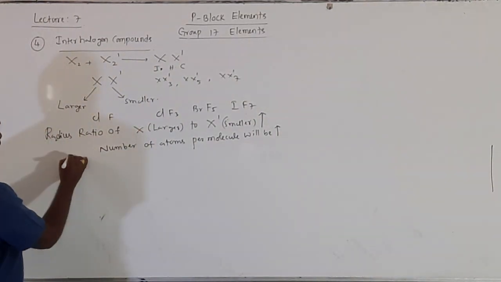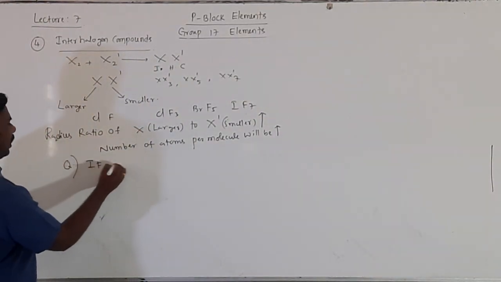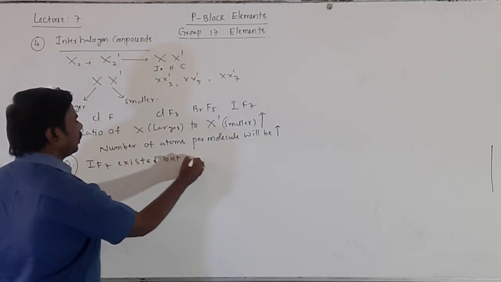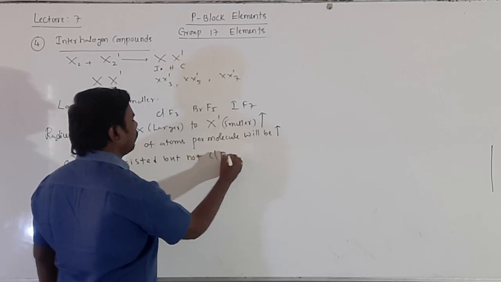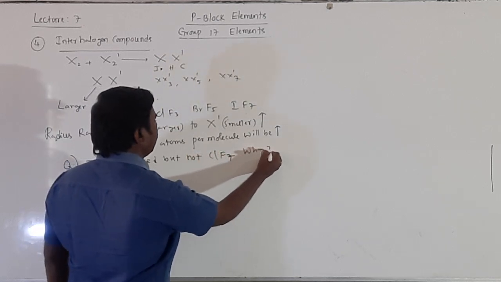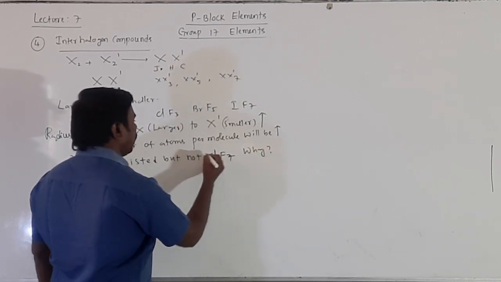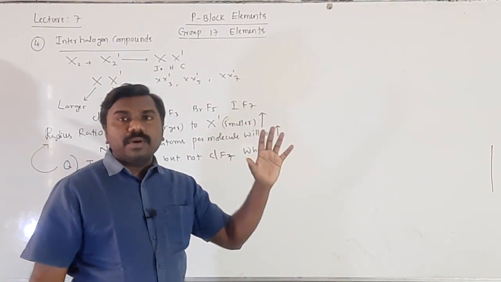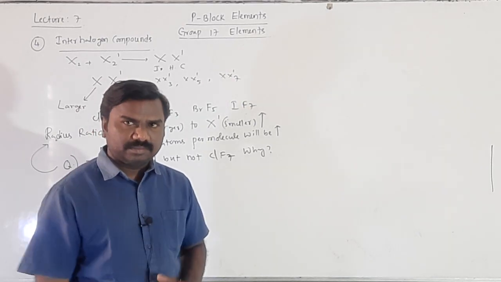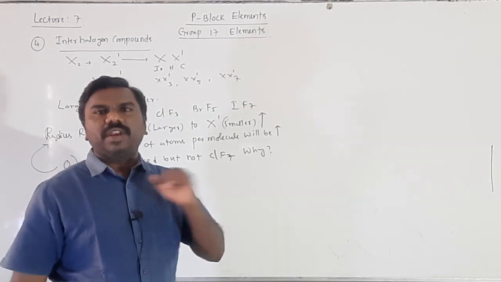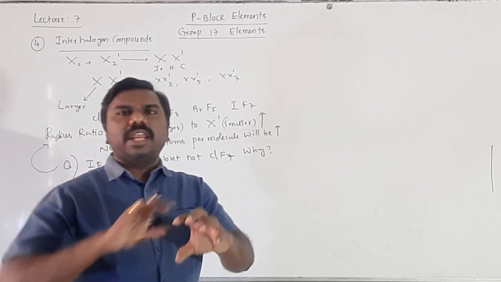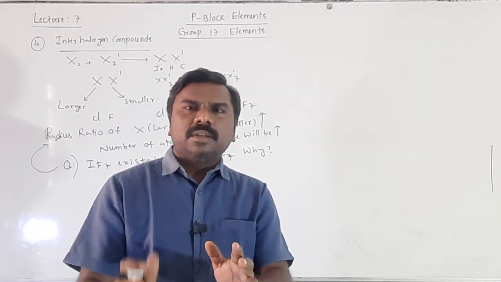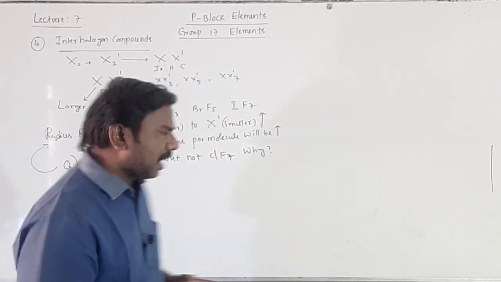Question: IF7 exists but not ClF7. Why? A very simple answer, students. The answer for this question is this: the radius ratio of iodine and fluorine is larger than that of chlorine and fluorine. Hence, iodine can accommodate more fluorines because of its large size, but not chlorine.